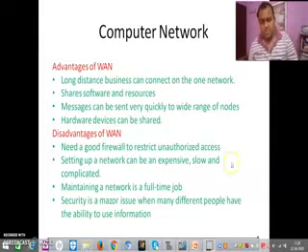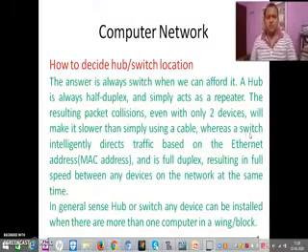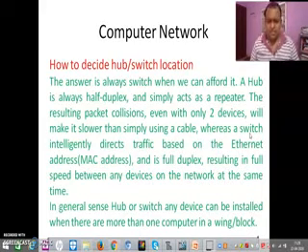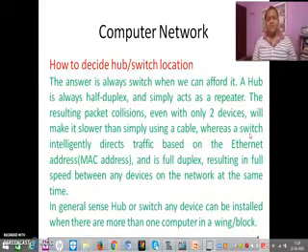Now my next point is how you decide a location to set a hub or a switch location. This is a very important question: how can we decide our hub or intelligent hub called switch location? The answer is always a switch when we afford it. Because a switch is full duplex, as a hub is half duplex. Now half duplex means one-way communication is possible: once a sender sends a message, the receiver can respond, whereas in a switch we have the duplex method, one can transmit, the other can also transmit.